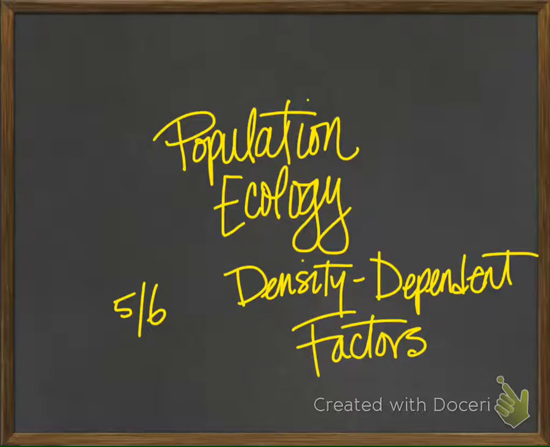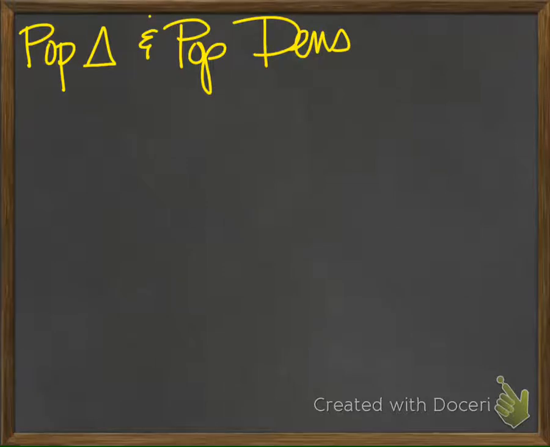Population ecology: density dependent factors. When you talk about changes in population and changes in density, birth rate and death rate that do not change with the population is said to be density independent. If death rate or birth rate does change, it's density dependent.